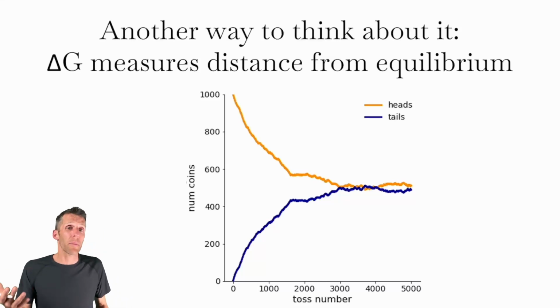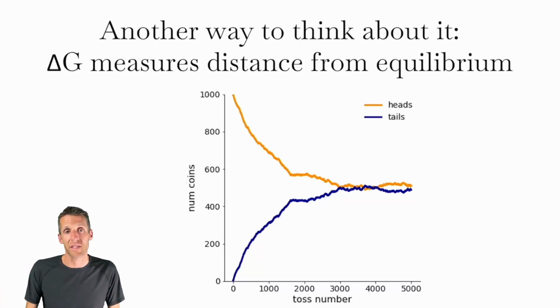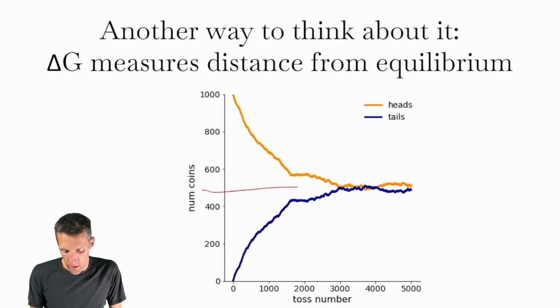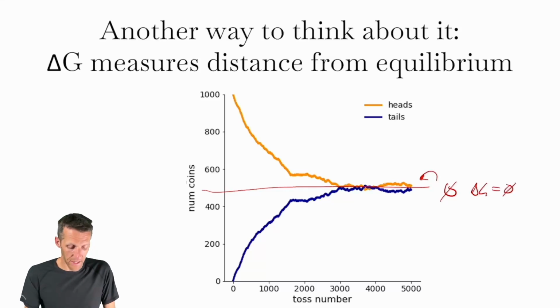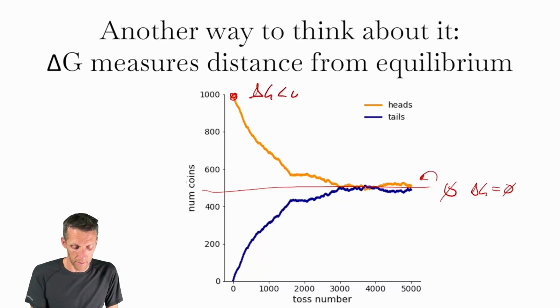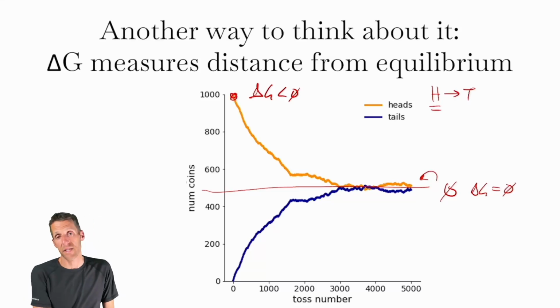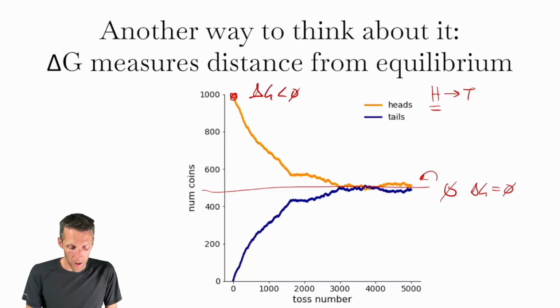I think another useful way to think about delta G is as a measure of the distance away from equilibrium. So in this reaction, I'm at equilibrium over here, my delta G equals 0. And when I'm over here, my delta G is much, much less than 0. I define this reaction as going from heads to tails, so I've got an excess of the reactants, and I have a high probability of seeing heads to tails reactions. So the delta G starts out very negative and gets closer and closer to 0 as I proceed, because I'm getting closer and closer to equilibrium.